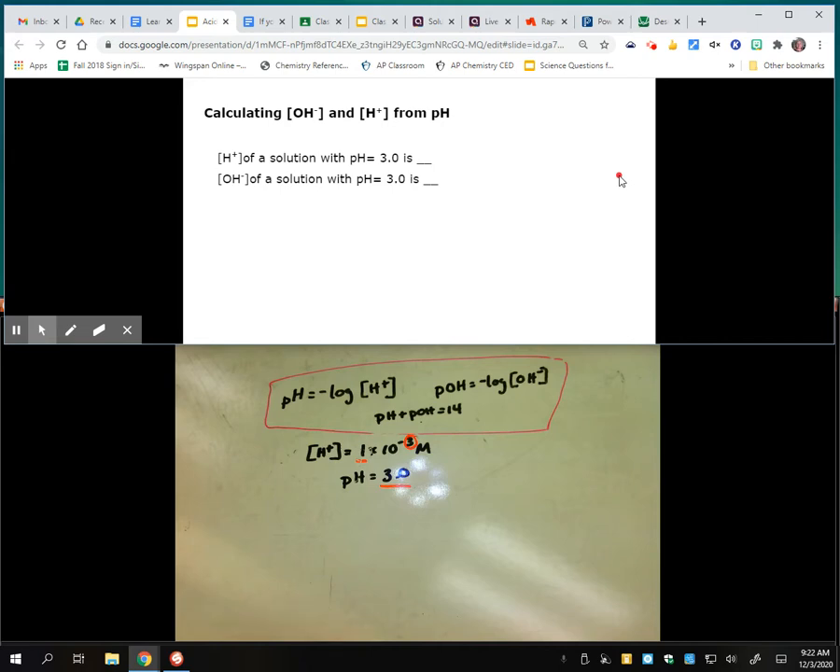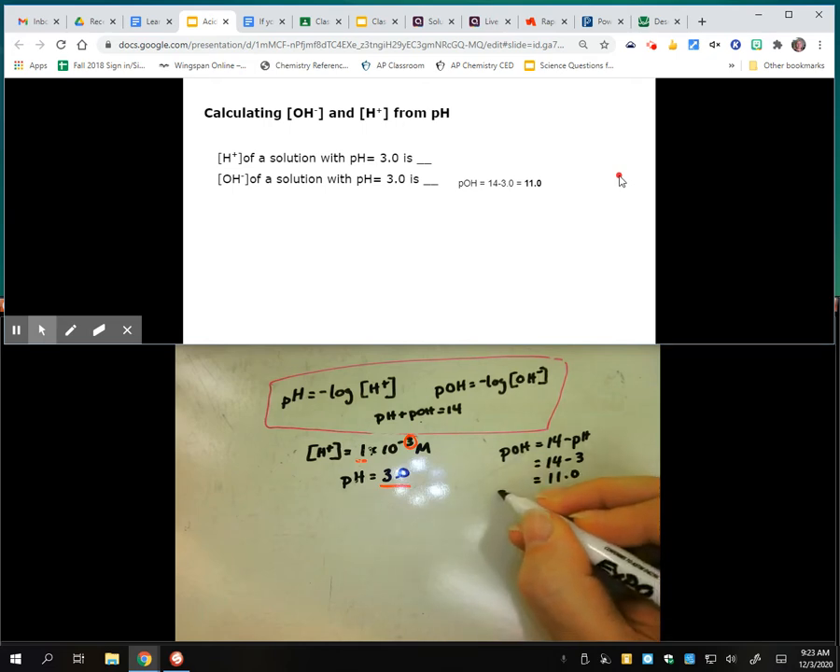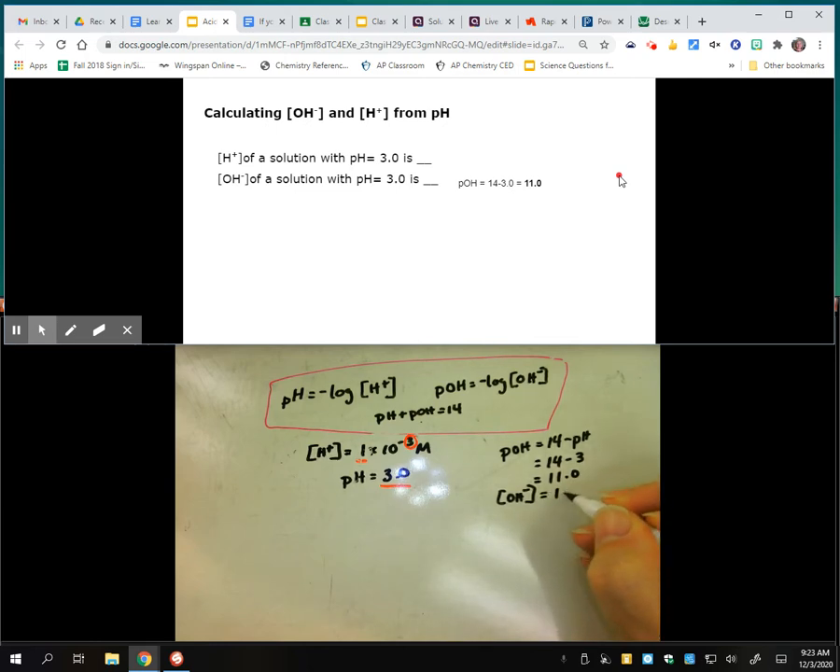Okay, so let's look at another one. If we have a hydroxide ion concentration of 3, we know that the pH is the power of the hydrogen ions. The pOH is the power of the hydroxide ions. So if I'm given the pH, I can find my pOH by subtracting it from 14. So this would be 14 minus 3, which would end up being 11 as my pOH. Now, that is the power of my hydroxide ion concentration. And so my hydroxide ion concentration, and again, this is a whole number here, is 1 times 10 to the negative 11 molar.